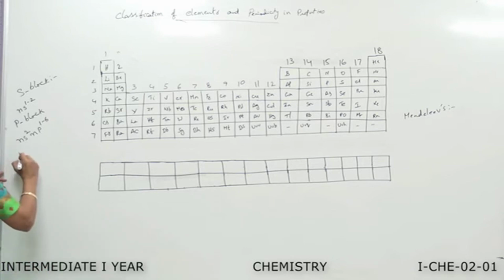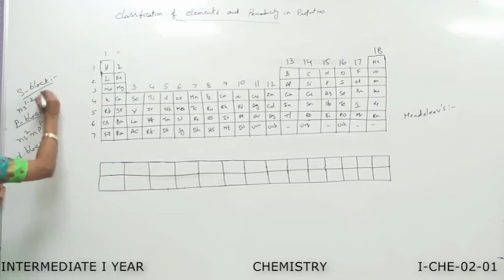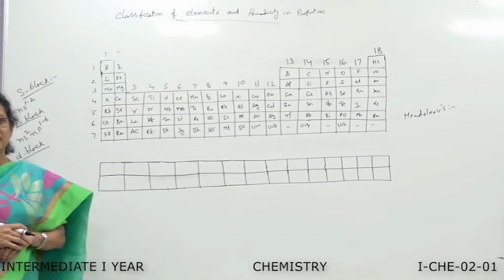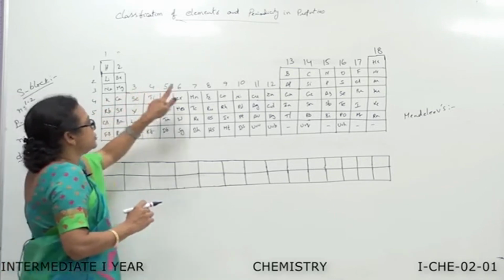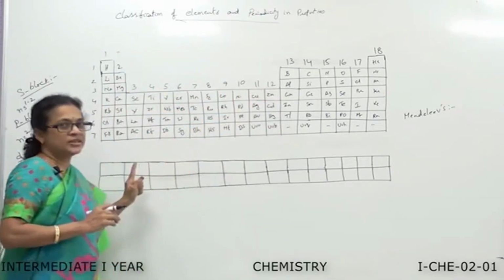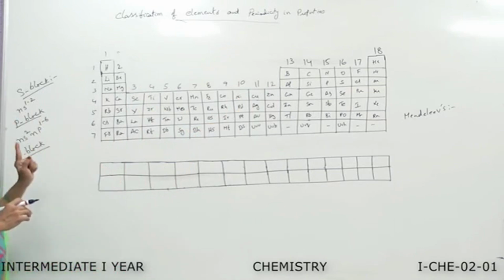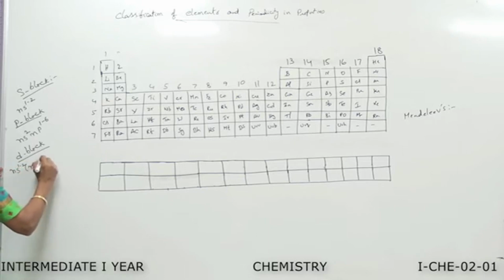And next is d block. If the differentiating electron enters into the d orbital, then these are called the d block elements. Groups 3 to 12 come under this type. All these are metals. The electronic configuration of these d block elements is ns1 to 2, (n-1)d1 to 10. Last one is f block.